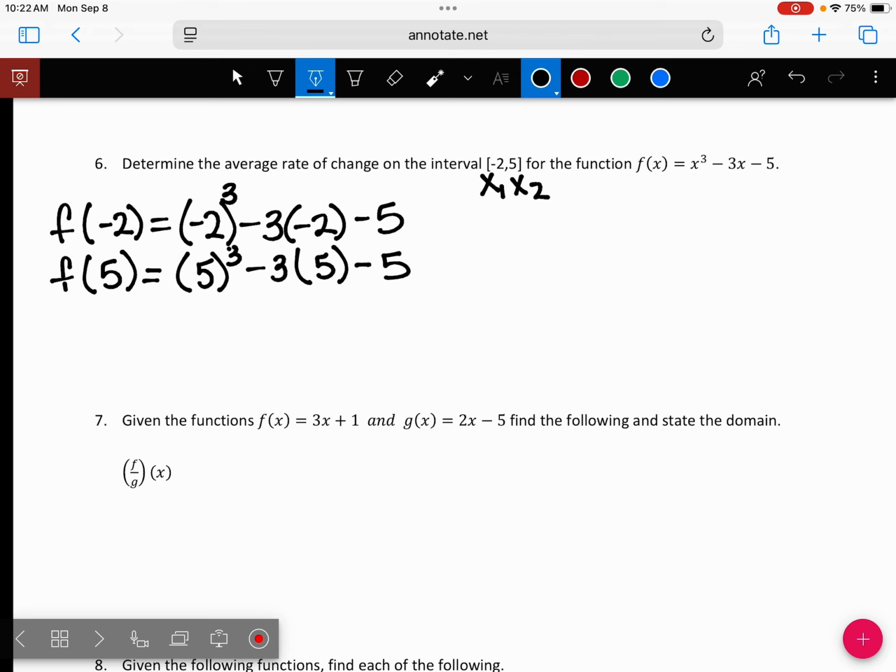So I'm substituting in my negative 2, and then I'm also going to substitute in a positive 5. And when we do that, go ahead and pause the video and see what you get, and I'm going to finish it out.